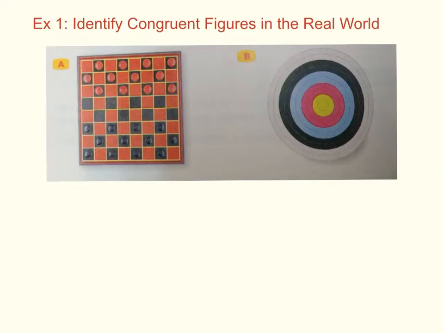You are sent home with a copy of these pictures, so make sure you cut them out and put them in your math notebook. Example 1 is identify congruent figures in the real world. So example A is the checkerboard. And when you look at the checkerboard, is there any piece of this checkerboard that you could cut out and put on top of each other over and over and over again? You should have answered yes. The squares on the checkerboard are congruent, so we can write the squares.